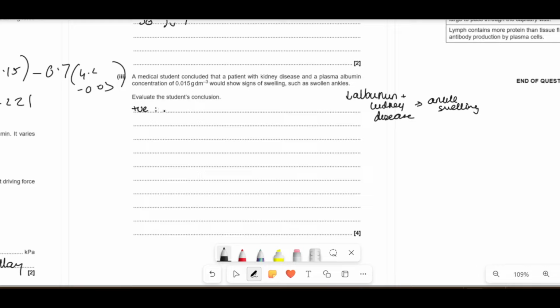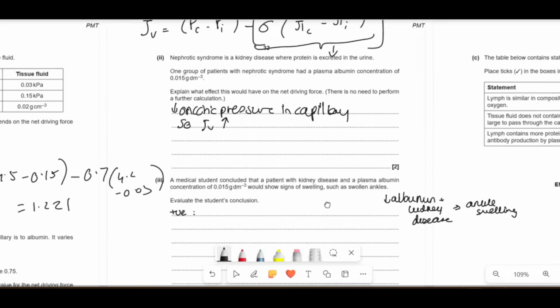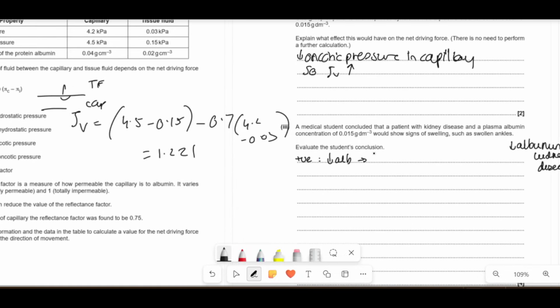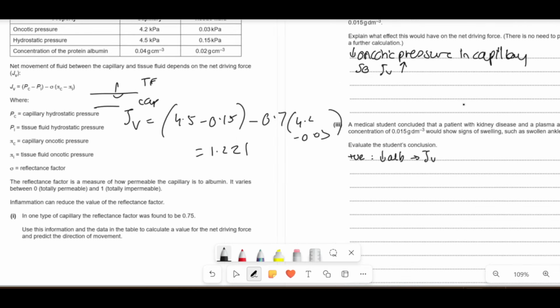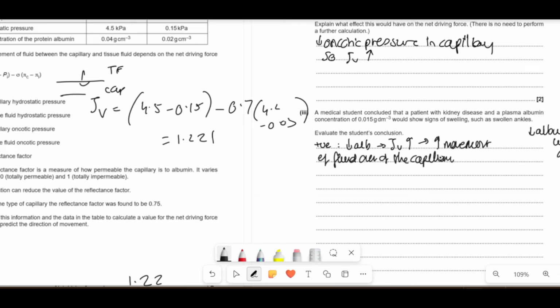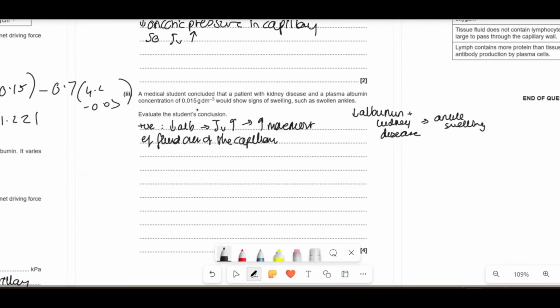So the things that are supportive of it, well, we know from the previous question and also the other bits and bobs, is that if they have low albumin, you'd get an increase in JV. But remember, we need to describe what that actually means. If you have an increase in JV, that means you're going to have an increase movement of fluid out of the capillary, because remember that measures the net driving force of the movement of fluid between the capillary and tissue fluid, as in out the capillary into the tissue fluid. So therefore you get more tissue fluid, which then gives you swollen ankles because it settles at the ankles due to gravity.